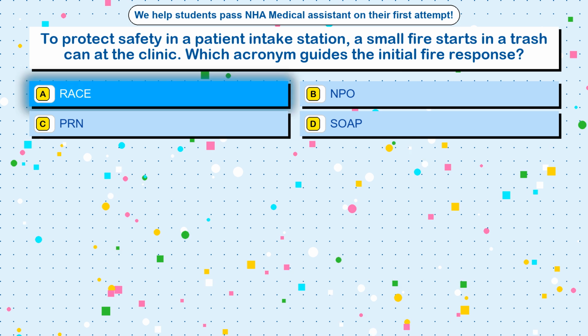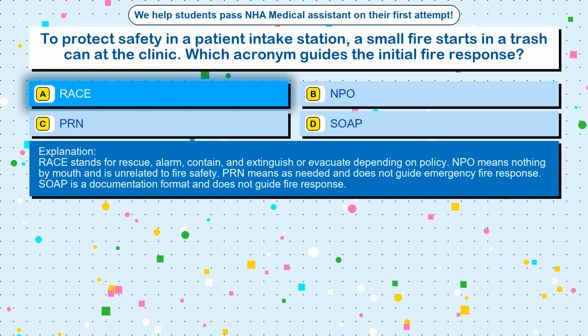The correct answer is option A, RACE. RACE stands for Rescue, Alarm, Contain, and Extinguish or Evacuate depending on policy. NPO means nothing by mouth and is unrelated to fire safety. PRN means as needed and does not guide emergency fire response. SOAP is a documentation format and does not guide fire response.